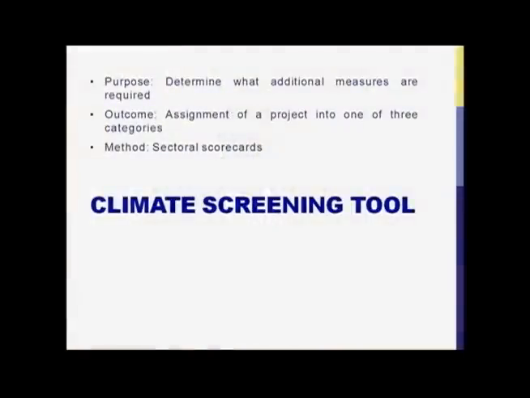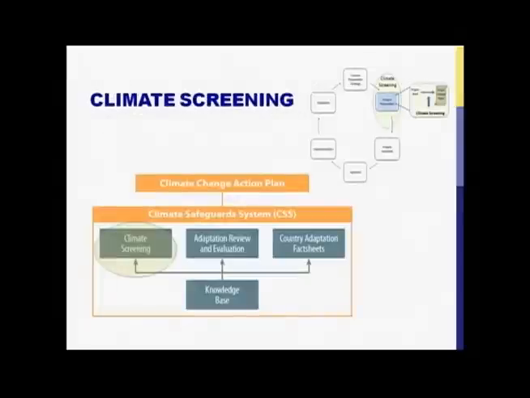Okay, there we go. The first tool in the series is very simple in terms of the outcome. It's to assign a project to one of three classes, and I'll go through that. Those classes then determine what additional effort within the bank planning system, either as operational safeguards or in project design and appraisal, is required to take account of the climate risks and climate adaptation opportunities. And we use a method of scorecards.